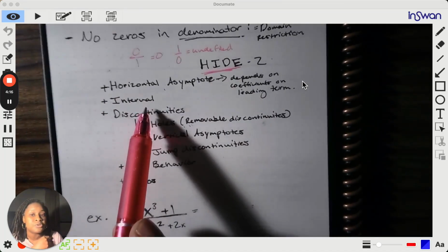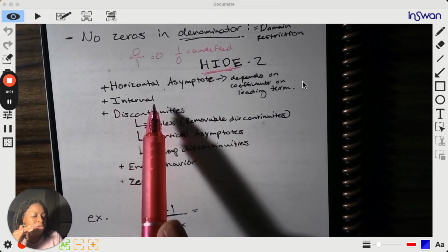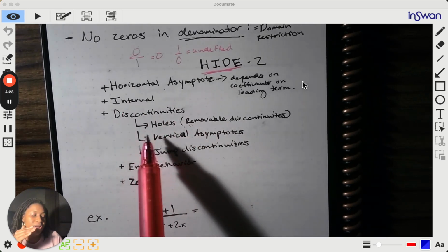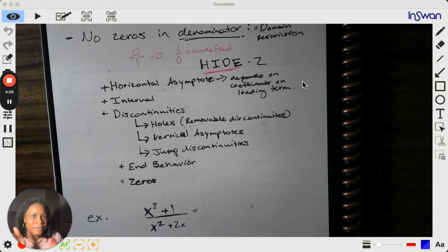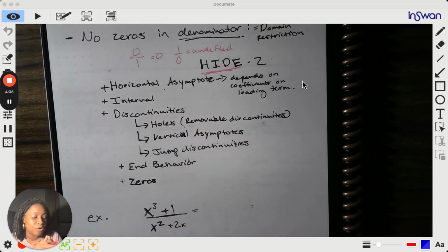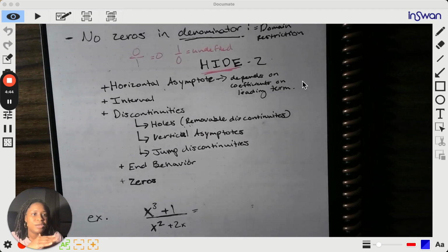Your intervals, describing how it behaves as you go through different values of x. Discontinuities, these are places where it starts to break down. So for these values of x, there will be holes. There will be vertical asymptotes, meaning that the line will approach the number but never get there. And there are even what you call jump discontinuities, meaning that y changes.